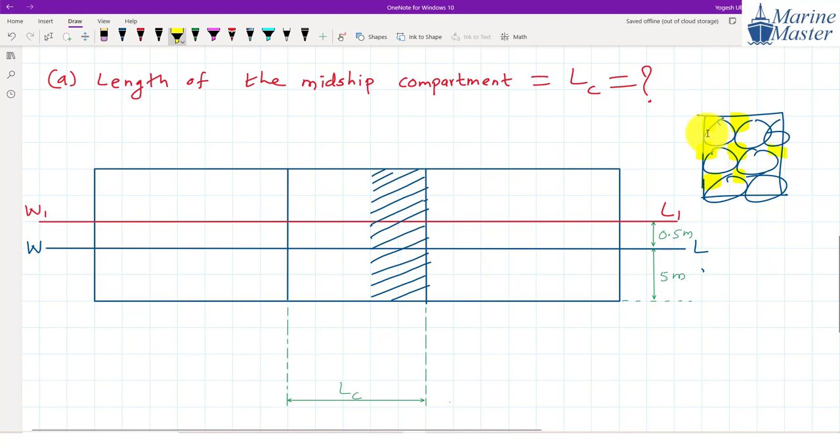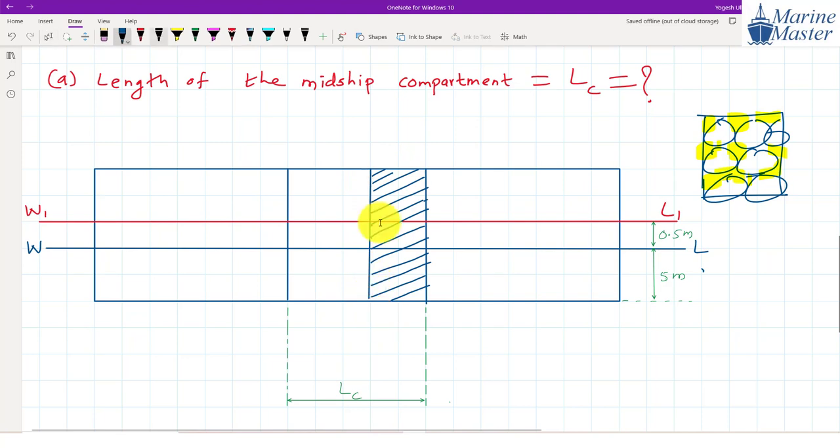60% is vacant, not occupied, and 40% will be occupied. Permeability means how much percentage is not occupied, guys. That I have not drawn here. This portion that I have shown here will be 40%. Okay, guys, getting my point?